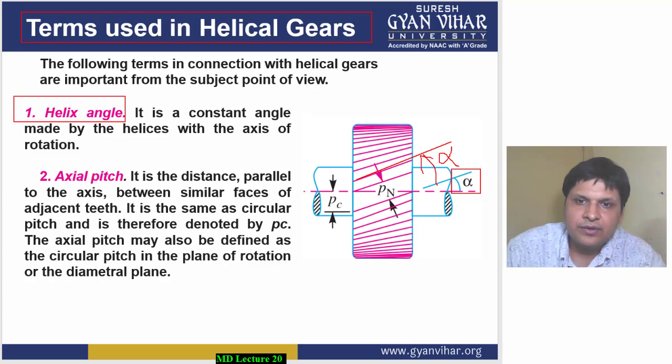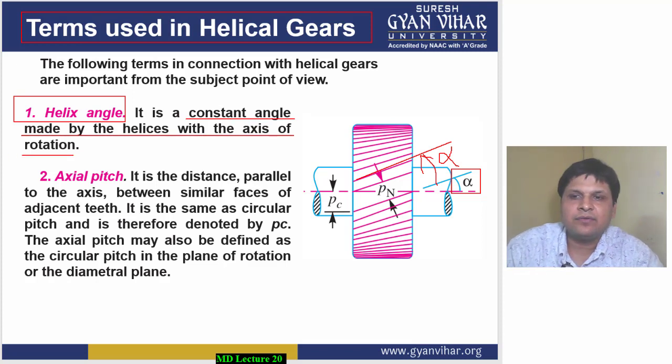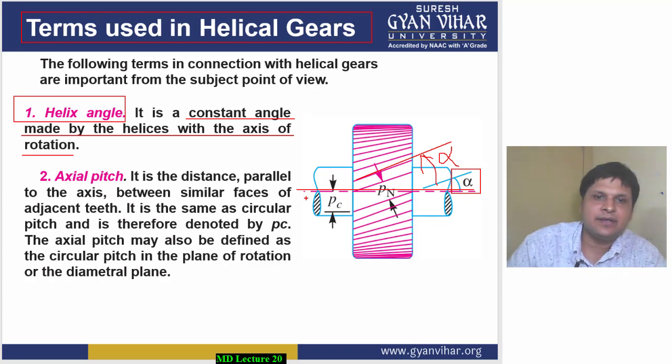It is the constant angle made by the helix with the axis of rotation, all right. Now axis of rotation means the axis of the shaft. So the angle made by the teeth with the axis of the shaft is your helix angle.